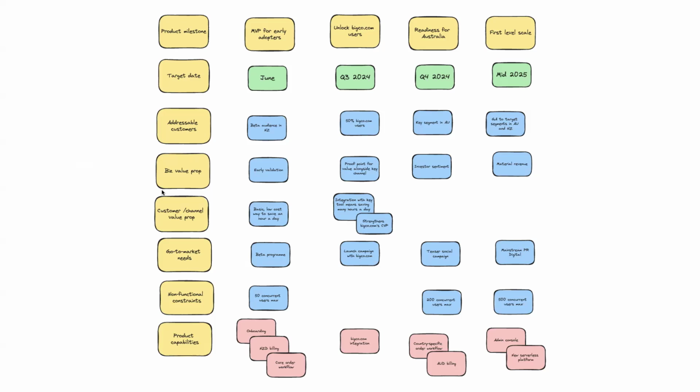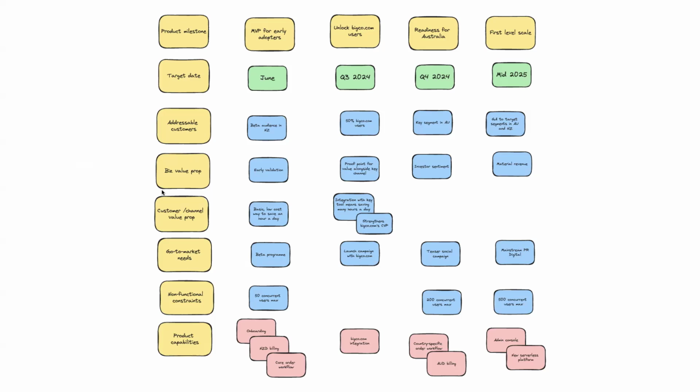And then for each one of those things, I line up, so what's it going to do? Is it going to change our addressable customers? What's the value proposition of that to the business? What's the value proposition of that to our customers or our channel? What kind of go-to-market needs will we have across those things? And how will the non-functional constraints change as we work across those things as well?